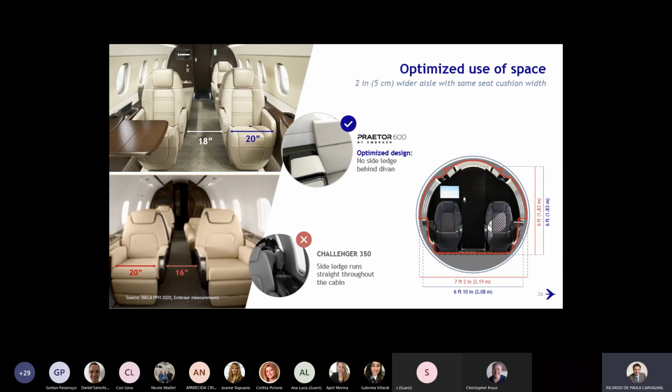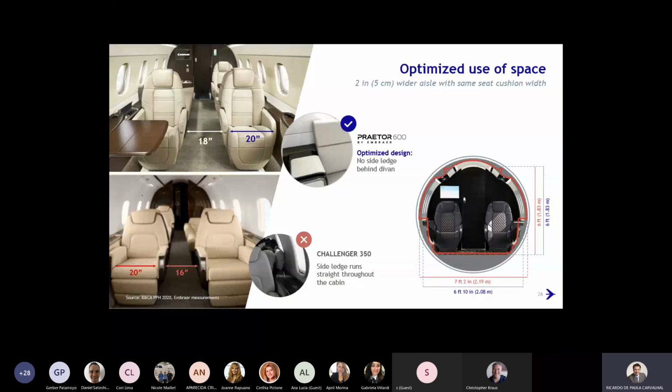The Challenger is slightly wider, 4 inches, but if you look at the picture on the left, you will realize that we have the same seat width and our aisle is 2 inches wider. And you may ask why. So how come the cabin is wider in the Challenger and we have the same seat and a wider aisle? It is because the Challenger wastes cabin space with a side ledge, the surface that goes on the side. They have this side ledge, which is, I think, 9 inches wide, that goes all the way through the cabin.